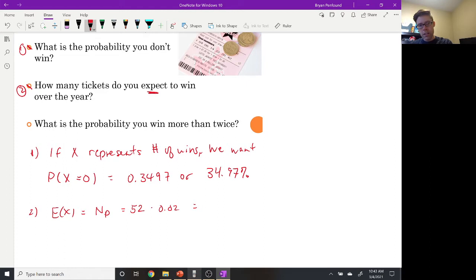Okay, so I expect to win about 1.04 times over the course of the year. Right? In other words, if I have a 2% success rate, we're really just asking ourselves, what's 2% of 52? It's 1.04. This is our expected number of wins over the course of a year.